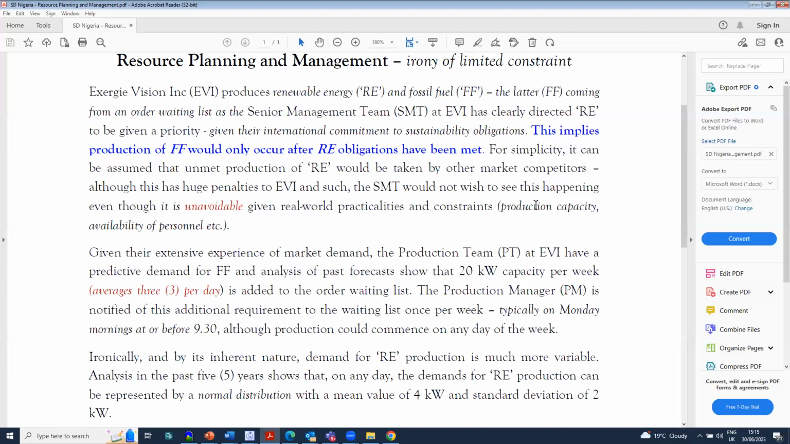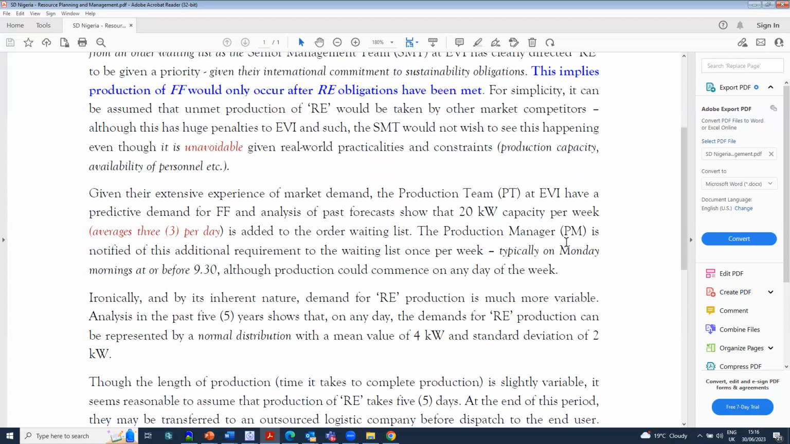Although these add huge penalties to Energy Vision International and such, the senior management team would not wish to see this happening, even though it is unavoidable given real-world practicalities and constraints, which include production capacity, availability of personnel, etc. Given the extensive experience of market demand, the production team at EVI have a predictive demand for fossil fuel, and analysis of past forecasts show that 20 kilowatts capacity per week, on average three per day, is added to the order waiting list.